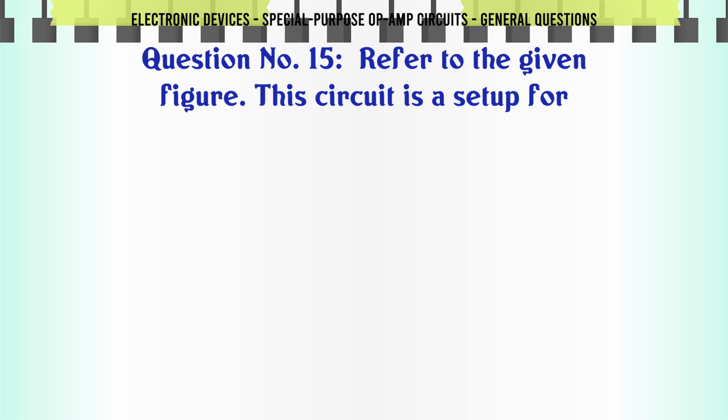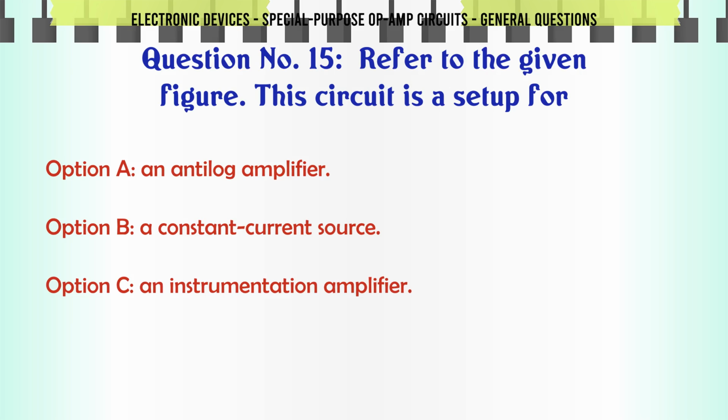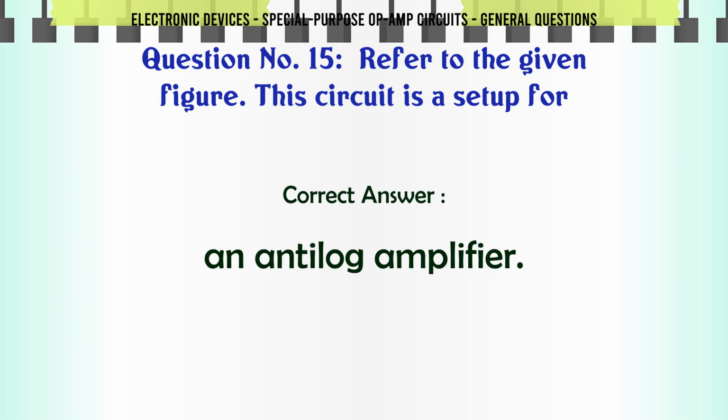Refer to the given figure. This circuit is a setup for: A. An antilog amplifier, B. A constant current source, C. An instrumentation amplifier, D. An isolation amplifier. The correct answer is an antilog amplifier.